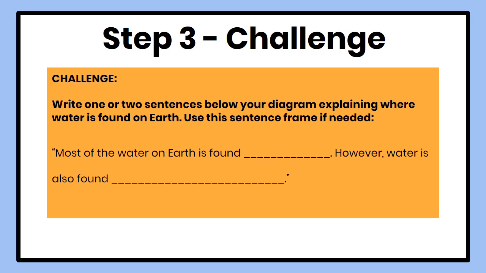Now it's time for the challenge. Write 1 or 2 sentences below your diagram explaining where water is found on Earth. Use this sentence frame if needed. Great job. The sentence I wrote was, most of the water on Earth is found in the oceans. However, water is also found in a solid state as glaciers.